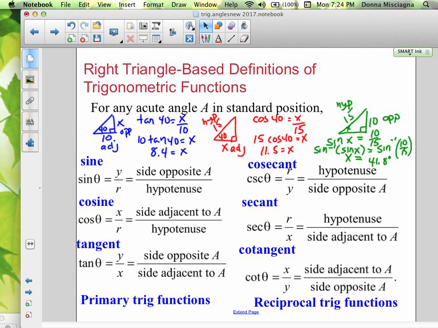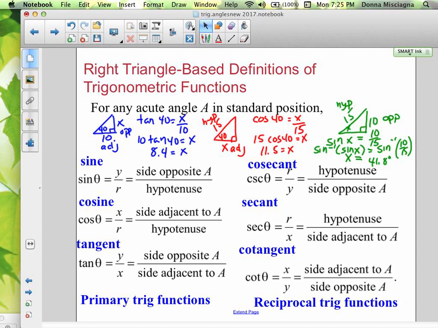Now let's go over all the primary trig ratios and the reciprocal. Reciprocal, remember, just means you flip them. Right? So they're the same ratios flipped. We have sine, which is opposite over hypotenuse. The reciprocal is cosecant. It's abbreviated CSC, and it is hypotenuse over opposite. We'll talk about why there's R's and Y's and X's there later.